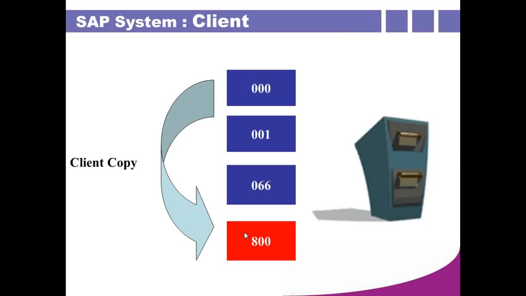But client creation and client copy are one-time activities. Unless your business requires one more client in quality, production or development, we will not create one more. If they want one more client for testing purposes, at that time only we will create a new client. That is also one time, not regular. So this is the need for new client creation and the requirement to copy.